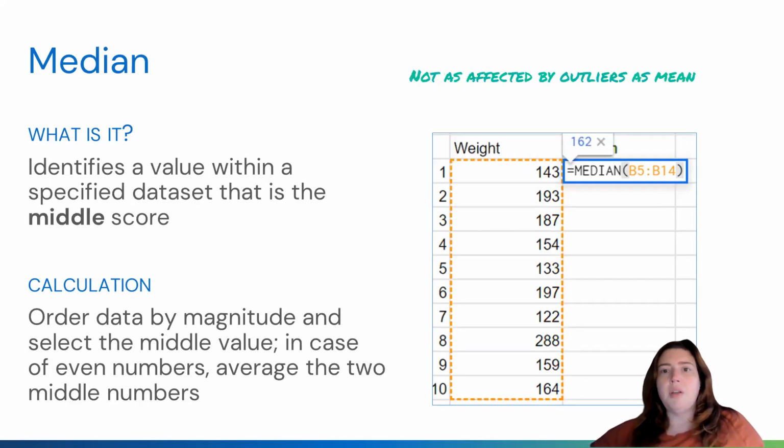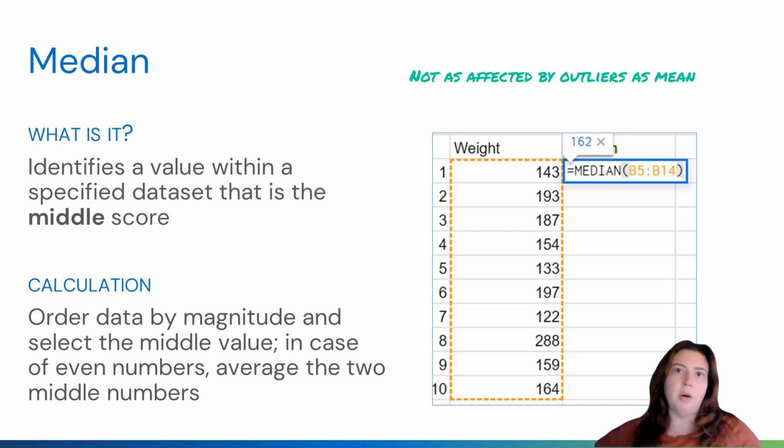The median is not as affected by outliers as the mean is. It's a value within the specified data set that's the absolute middle. You can calculate it by looking at the order of the data. You line up all your data by magnitude, so you can just filter or sort them, and then select the middle value. And in the case of even numbers, you average the two middle numbers.